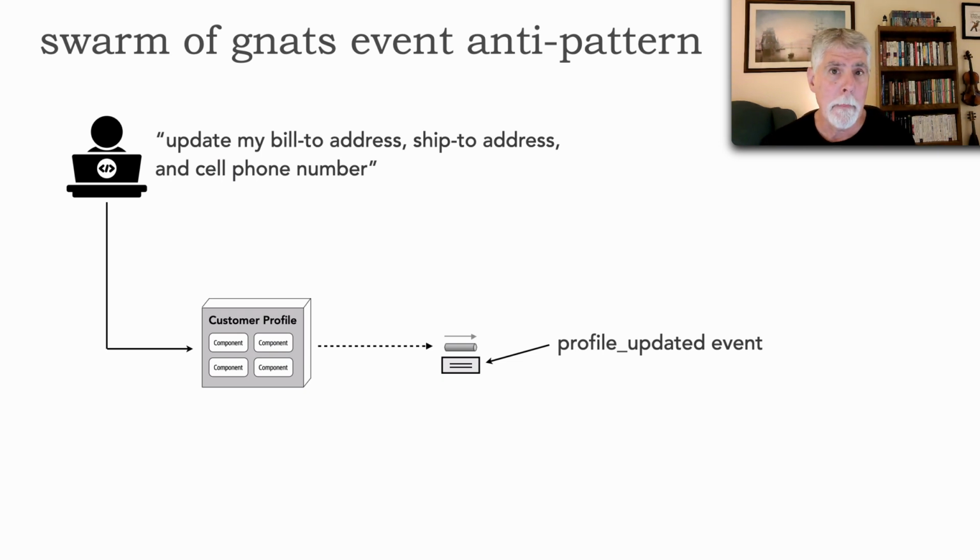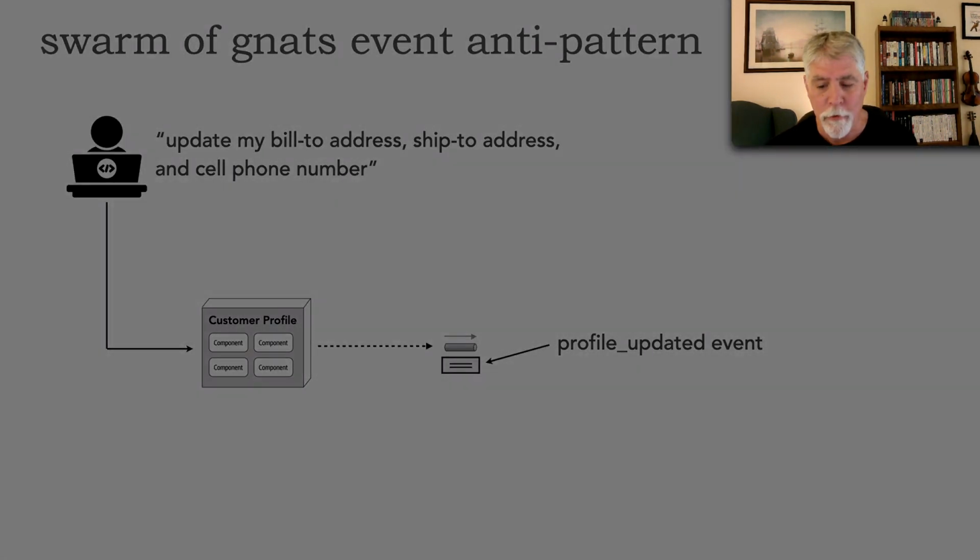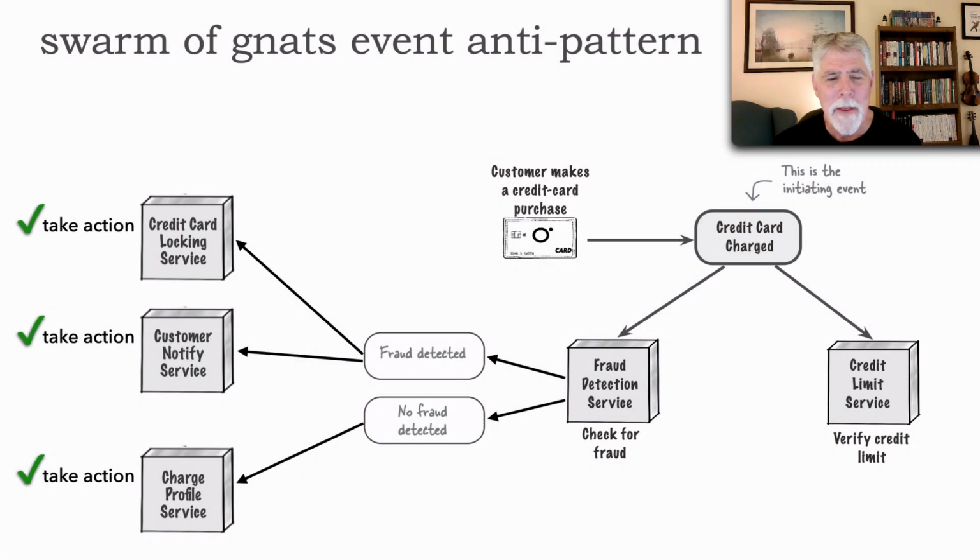Well, one way of being able to determine whether you're in the Swarm of Gnats event pattern and also to overcome this anti-pattern is really focus on the outcome of that state change, the outcome of the processing of a service. You see here, the outcome of that customer profile service was to update the profile, that the profile was updated, regardless of what information was. And that's a lot different than the fraud. Let's go back to the fraud detection, where in fact this is outcome based. Either fraud is detected or it's not.